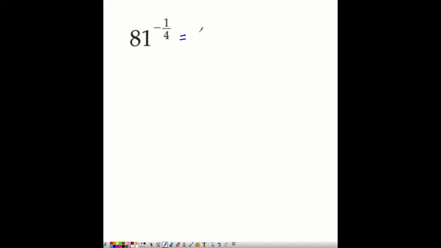When we have a negative exponent, that's the same as 1 over our expression to the positive exponent, so 1 over 81 to the positive 1/4. And the positive 1/4, that's the fourth root of 81 to the 1 power. The fourth root of 81 is going to be 3. So this is the same thing as 1 over 3.